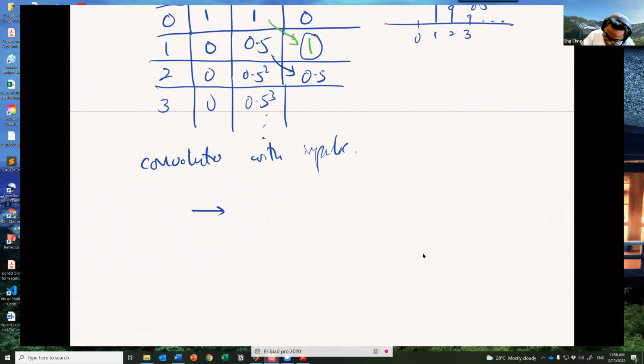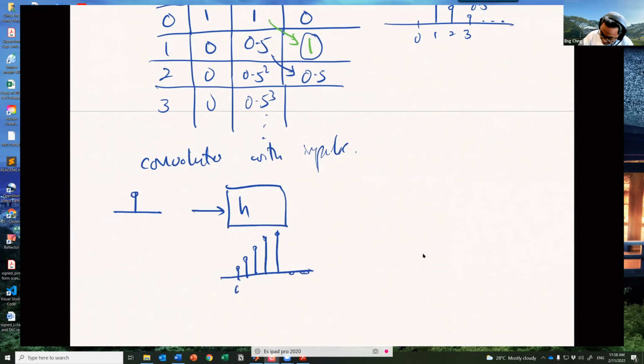So the moment you send an impulse, let us have a system that does this. And 0, 0, 0, 1, 2, 3, 4, 1, 2, 3, 4, 5. Let us assume that my impulse response looks like this guy.